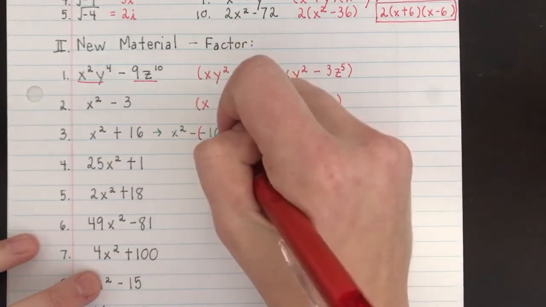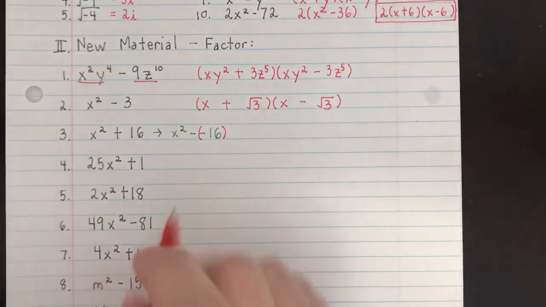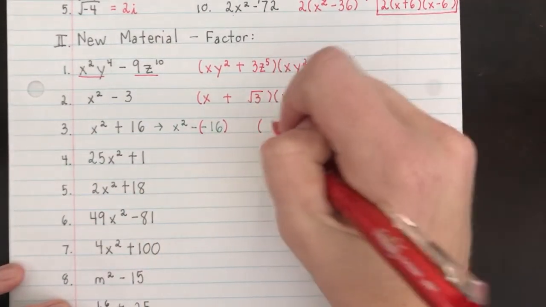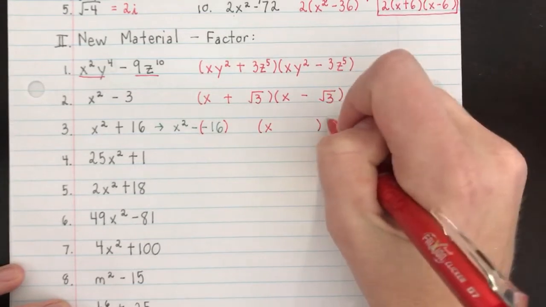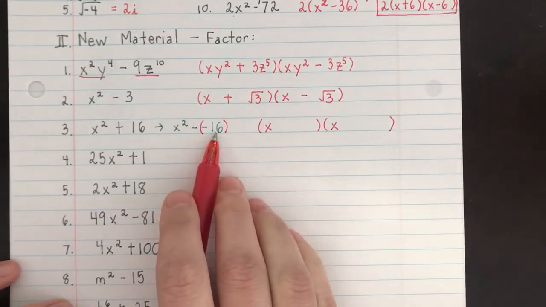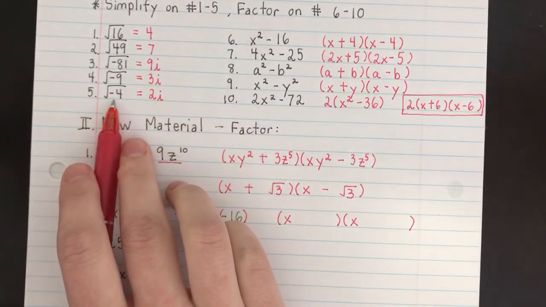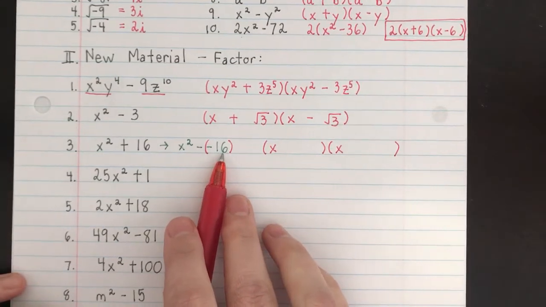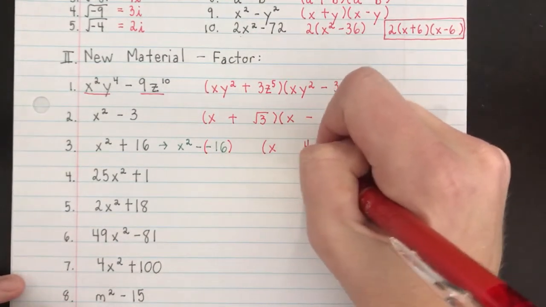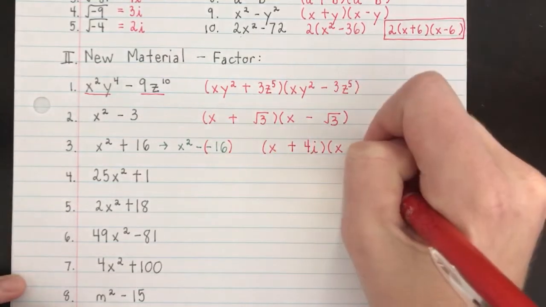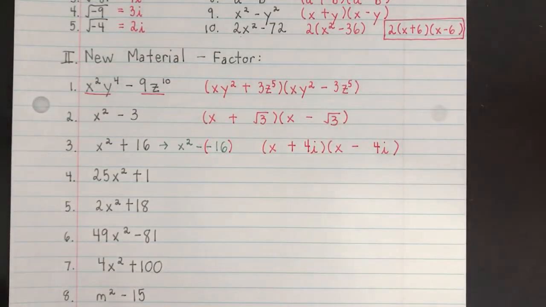Now we have a difference of squares. This is a perfect square as well as this is a perfect square. So we would have x in the first factor, x in the second factor, and then what is the square root of, this is why we practice this, negative 16. The square root of negative 16 is 4i. One plus, one minus.